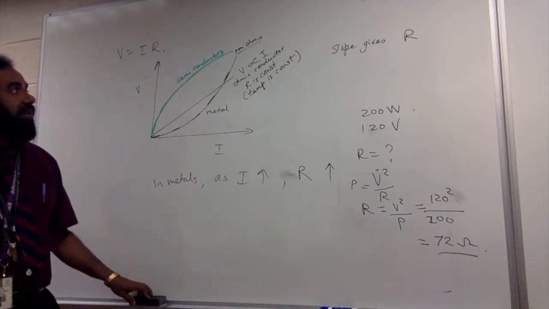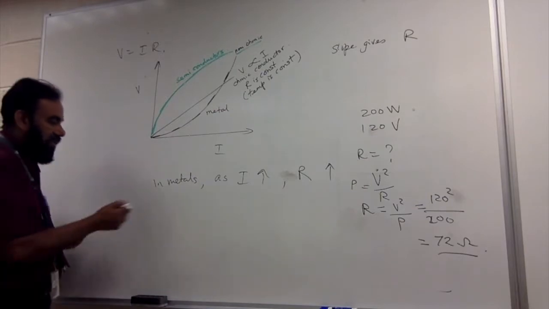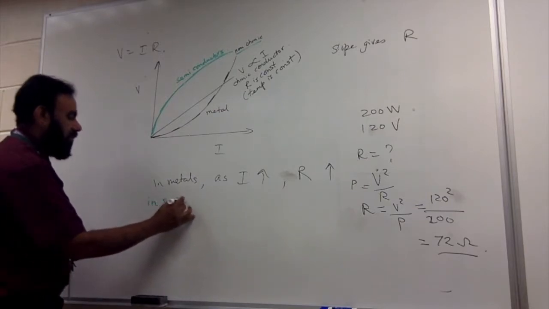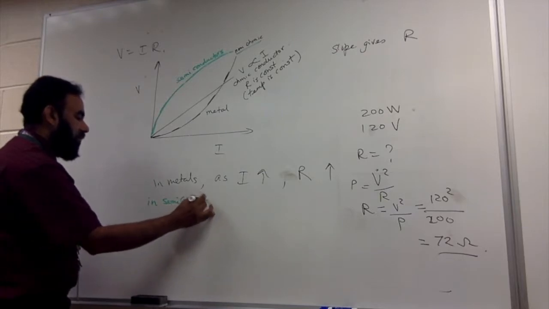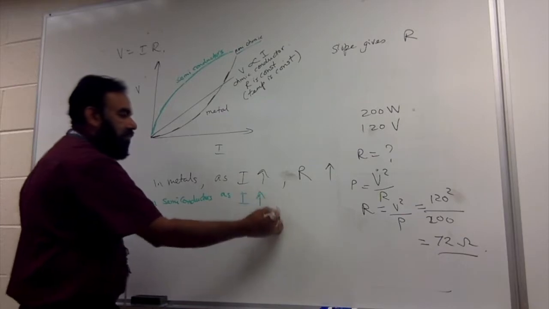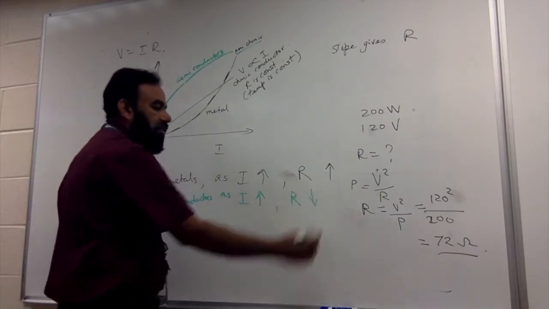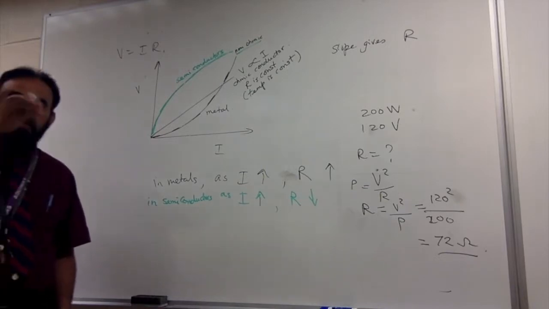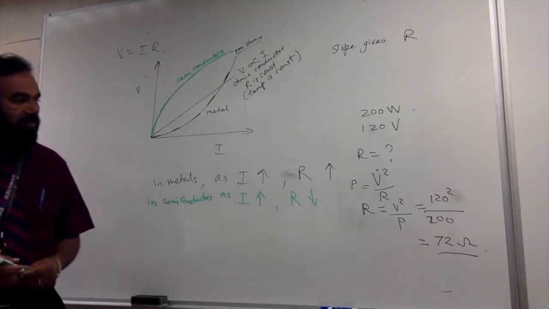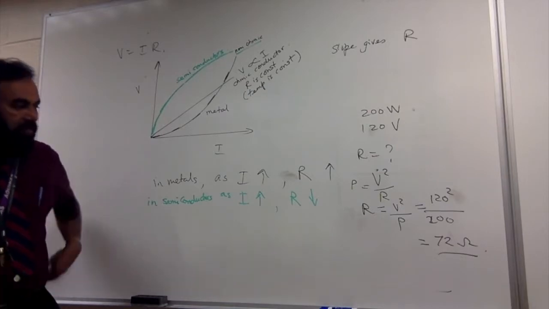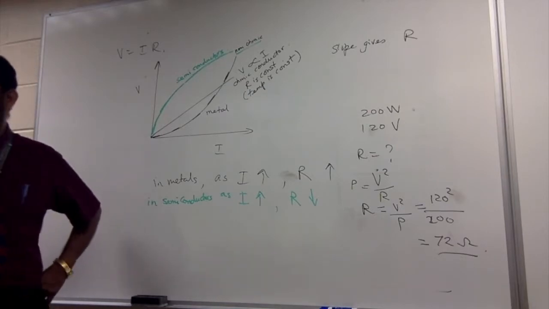So what exactly is happening in a semiconductor? Why is this resistance so? In semiconductors, as current increases, resistance decreases. As current goes up, the resistance goes down. Now we'll discuss why the resistance is going down.